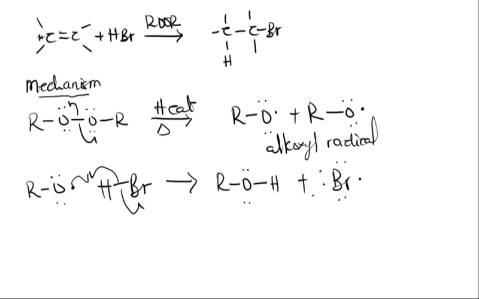Now once we have the bromine radical being produced in solution, it will now go and attack the alkene that we have. So we have our alkene here, plus the bromine radical. Mind you, we are saying this carbon is the most substituted carbon, and because we have a peroxide in this reaction, the bromine will attack.